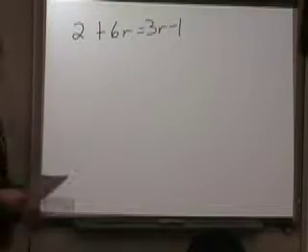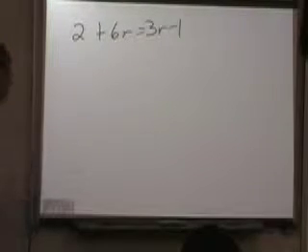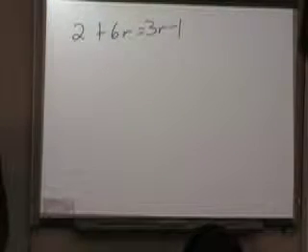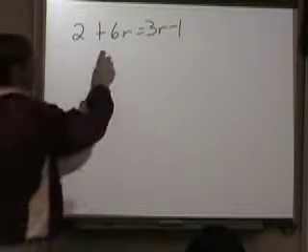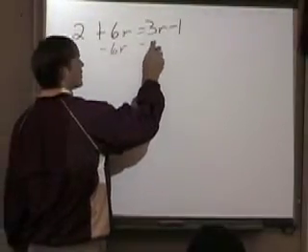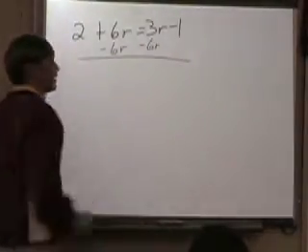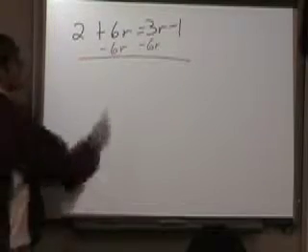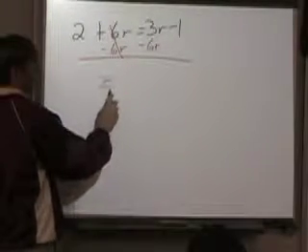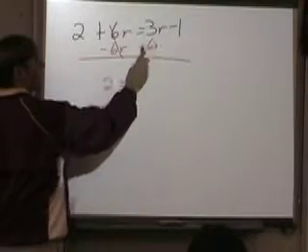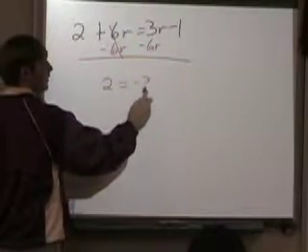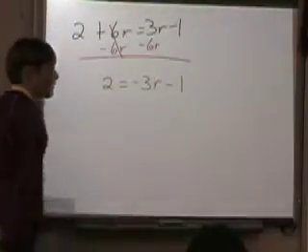What do we do on this problem first, Natalia? Use subtract 6 on both sides. You could do that. Subtract 6r. Now, if you did something different, that's okay. She said subtract 6r on both sides, which means it goes away here, and I have 2 equals 3r minus 6r is negative 3r minus 1.